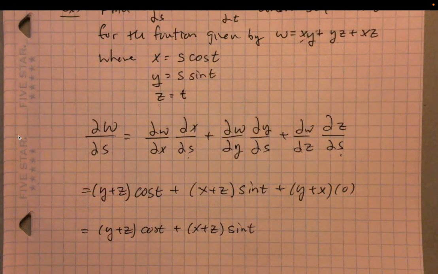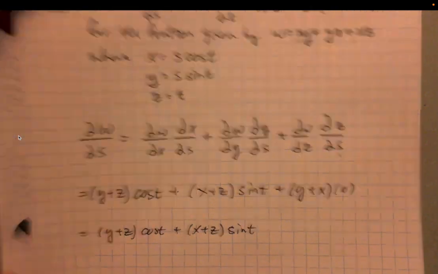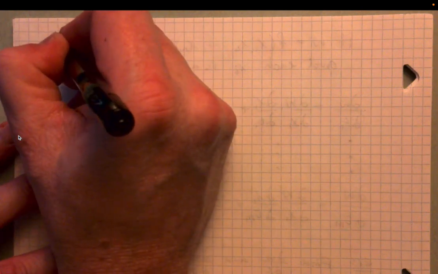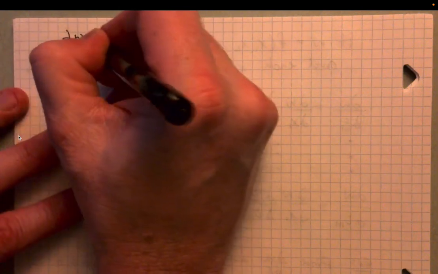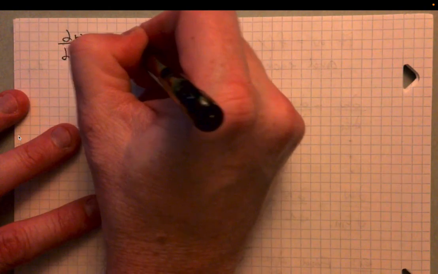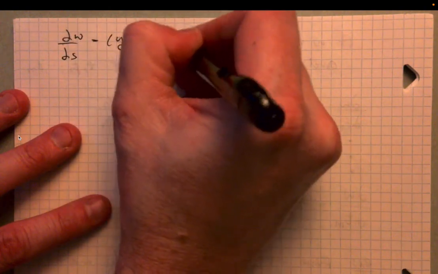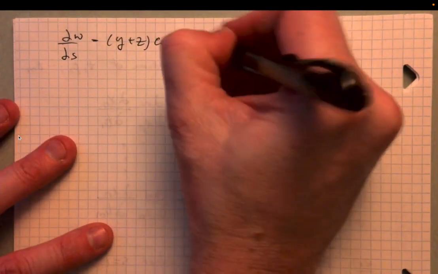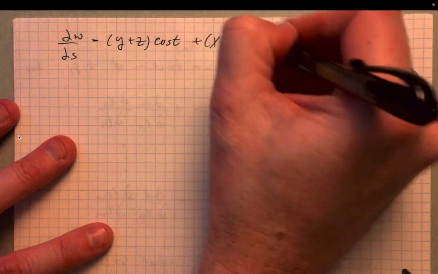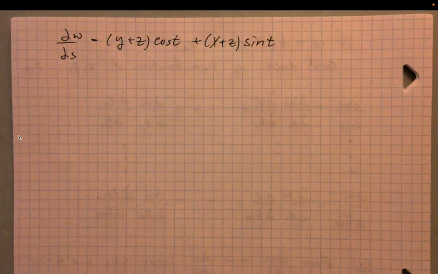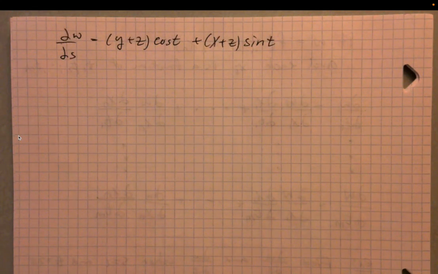Okay, so now let's go through and evaluate this. Let me just rewrite it here. Del w, del s, we found was y plus z times cos t plus x plus z times sine of t. Okay, and we need to know what the value of this partial derivative is when s is 1 and t is 2 pi.